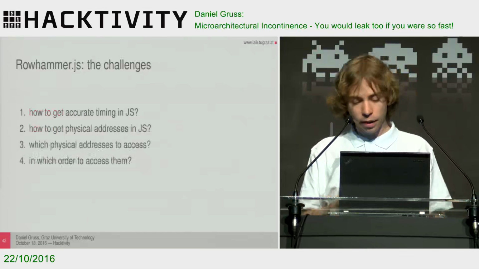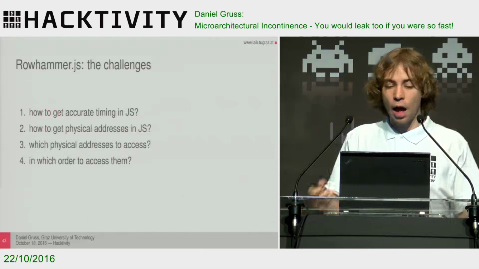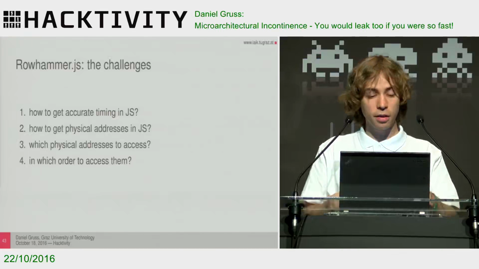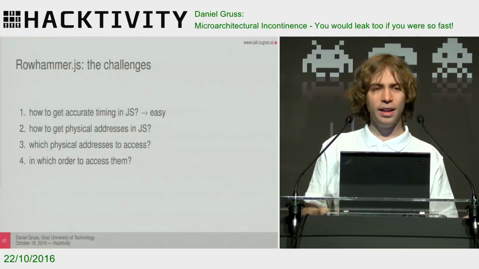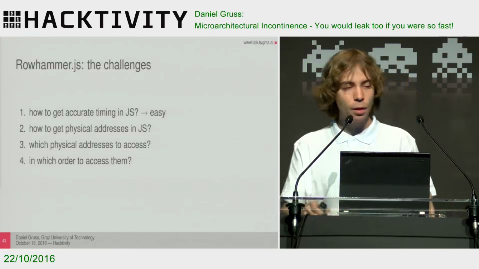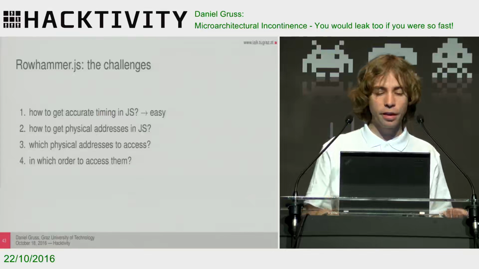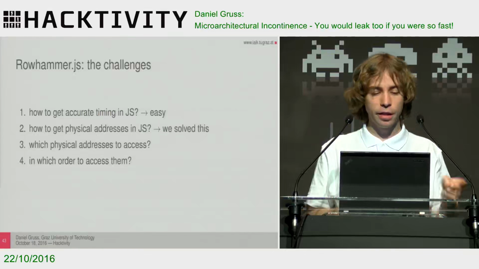And then we came up with 4 challenges. First, how to get accurate timing in JavaScript to measure whether our eviction is fast enough. That's actually easy. We can just use JavaScript functions for that. How do we get physical addresses in JavaScript? I will come to this in a minute.